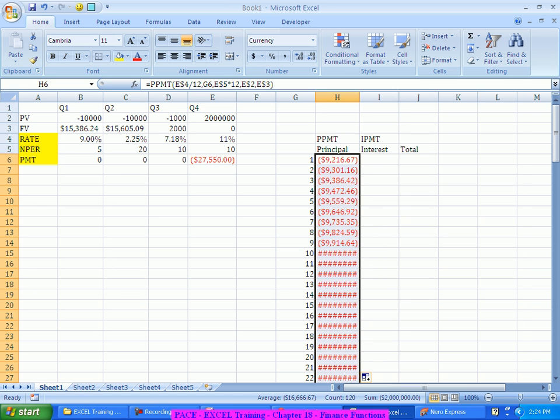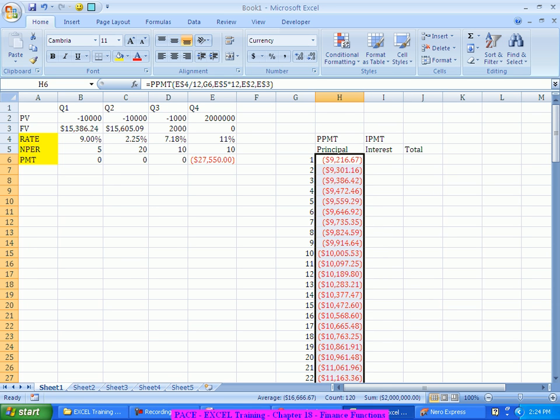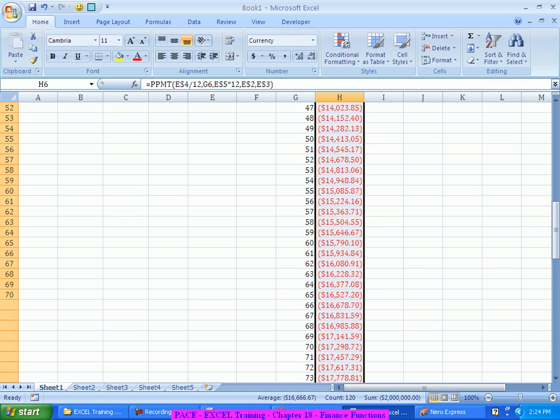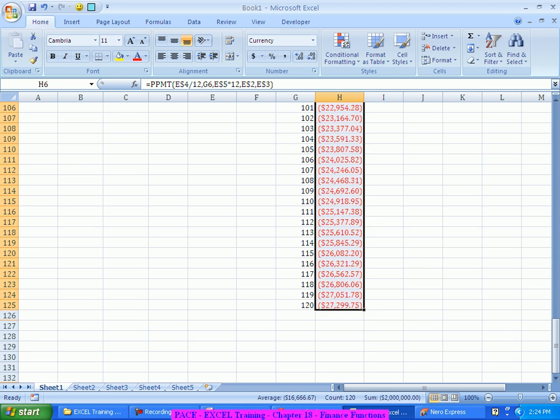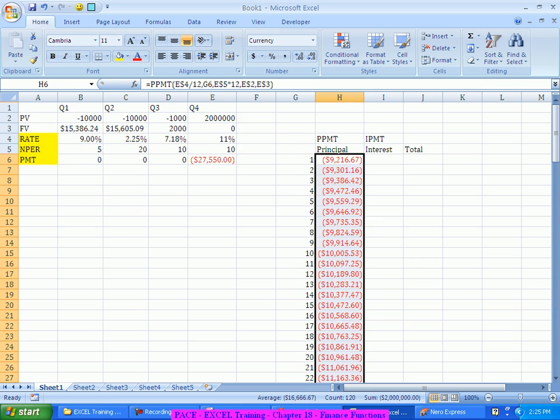You are seeing now the principal component keeps on increasing, right? Because every month along with the interest you are paying something more. That something more is actually going towards the payment of the principal. So your principal is getting reduced and reduced. As time is progressing, your interest is coming down. So out of whatever lump sum you are paying, the major contribution is going towards your principal itself.